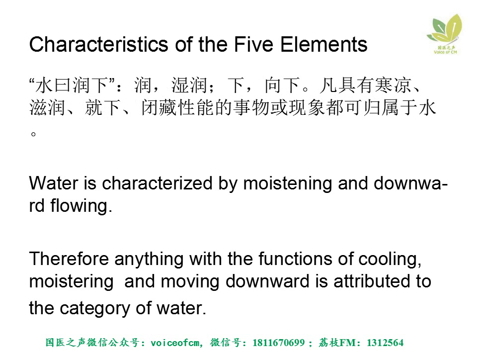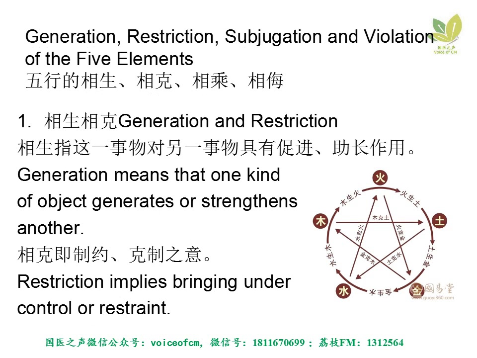about the characteristics of the water. Water is characterized by moistening and downward flowing. Therefore, anything with the functions of cooling, moistening, and moving downward is attributed to the category of water. 那我们说水它的特性，水曰润下，润是表示湿润的意思，下是向下，所以但凡具有寒凉、滋润、向下、闭藏性能的事物呢，或者现象都可以归属于水。Okay, I've talked about the characteristics of the five elements.